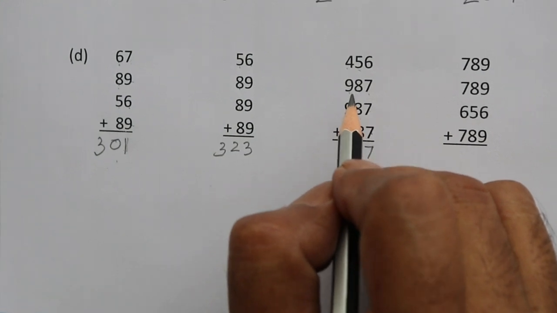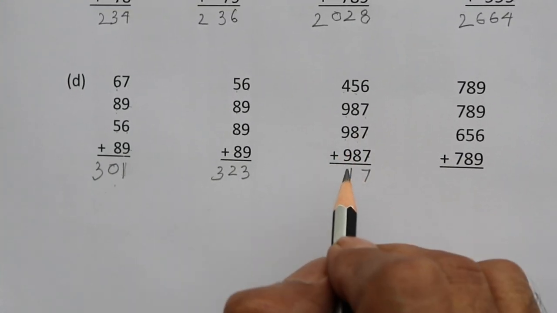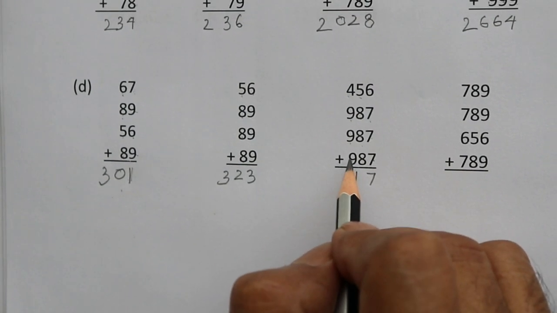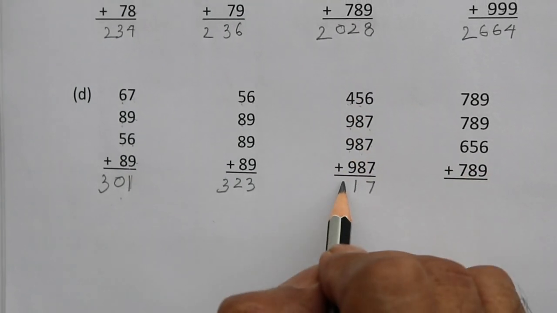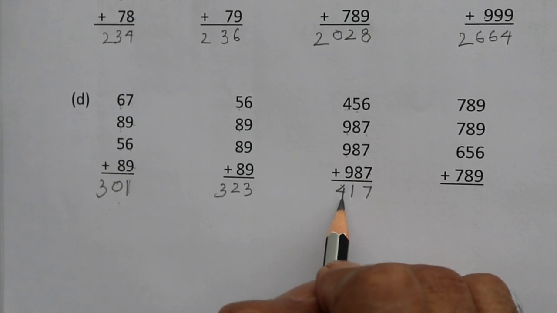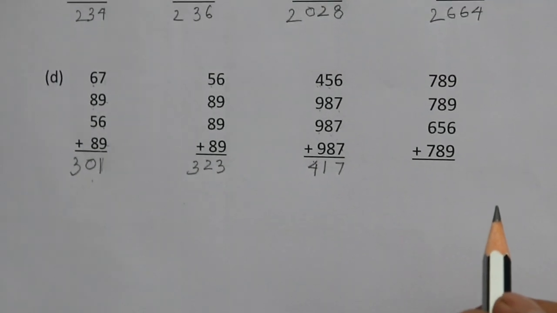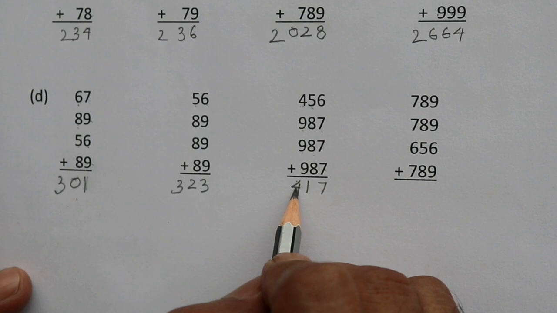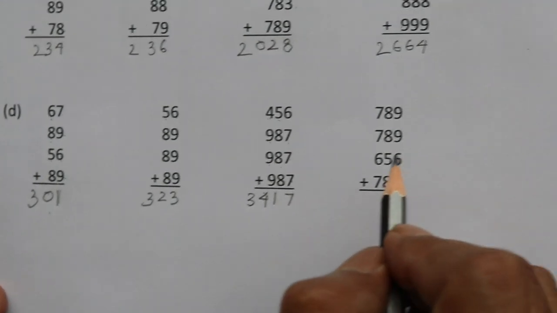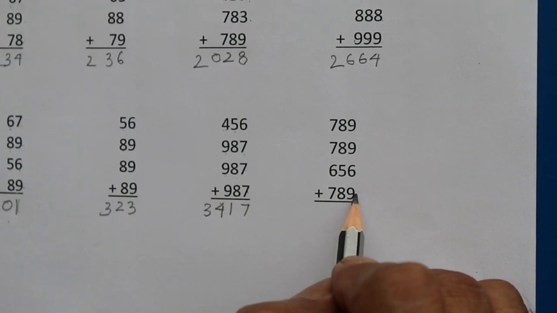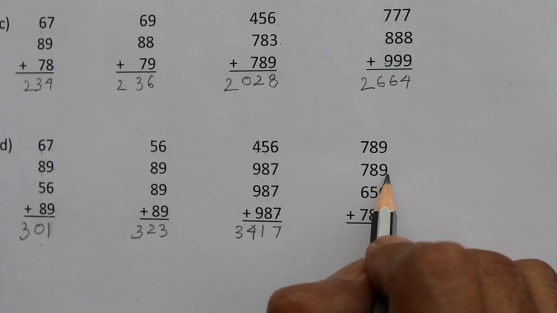Plus 9 minus 1, plus 9 minus 1. Algebraic sum minus 3. 7 minus 3, 4. Carry over 4, carry over 3. Plus 9 minus 1, plus 9 minus 1, plus 9 minus 1.